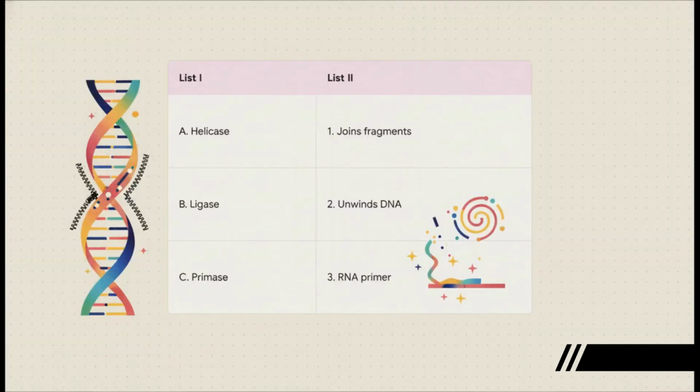Let's try a match the following question. You will see these on the CUET. Let's do it together. A is helicase. What does it do? It unwinds the DNA, so A matches with 2. Easy. B is ligase. Remember our trick? It's the glue. It joins fragments, so B matches with 1. That leaves C, primase, which makes the RNA primer, so C matches with 3. The correct set is A2, B1, C3.